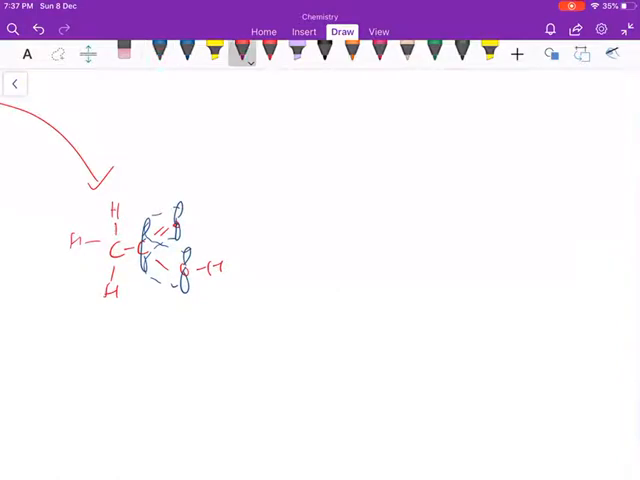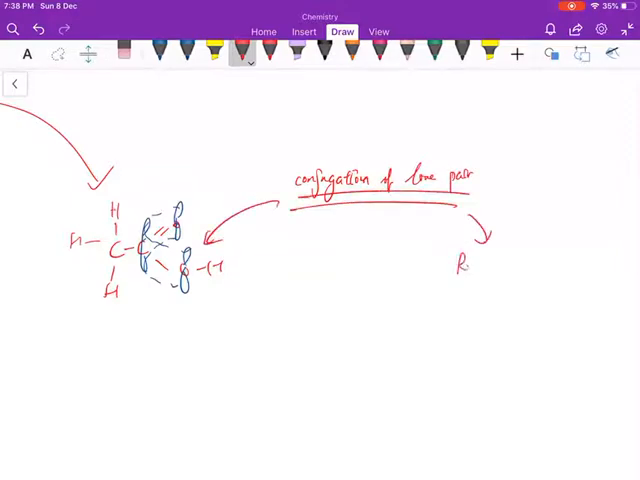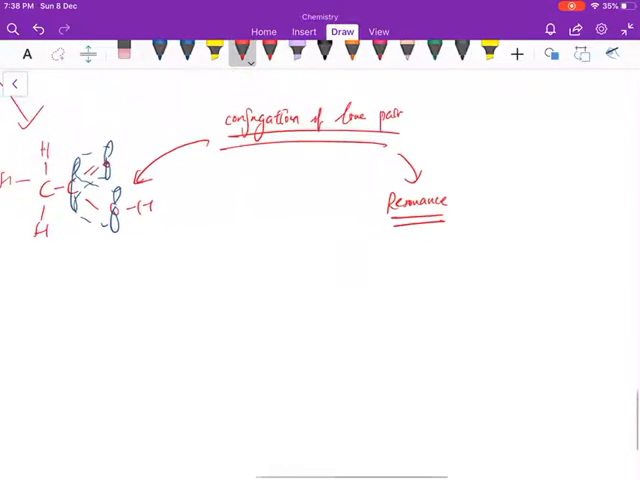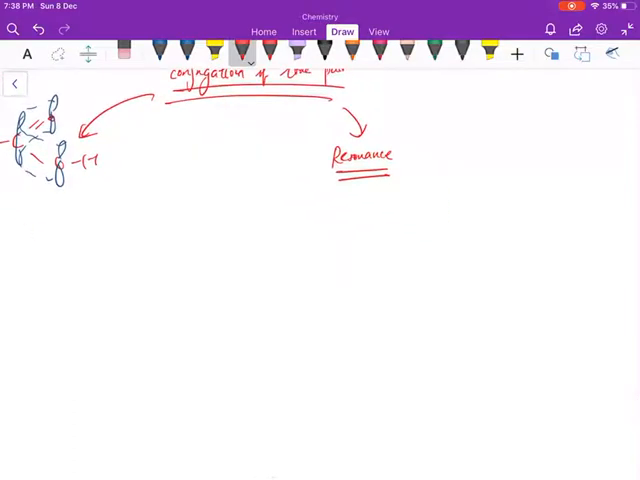This actually causes, or not causes, but carboxylic acid also has something called a conjugation of lone pair, which you could say is caused by something called resonance. Well, we all know what resonance is, but what is resonance in carboxylic acid?